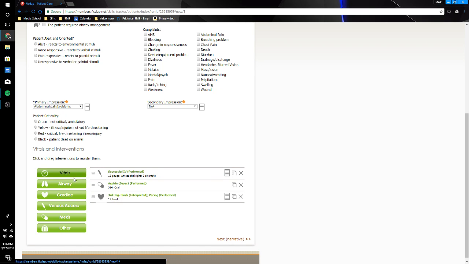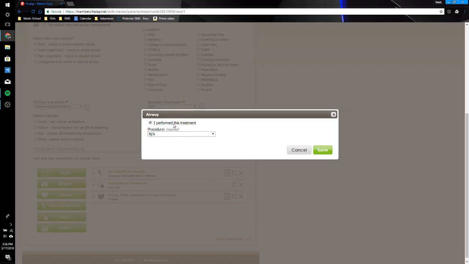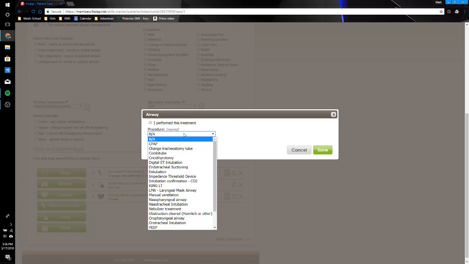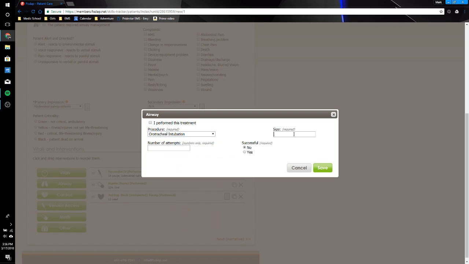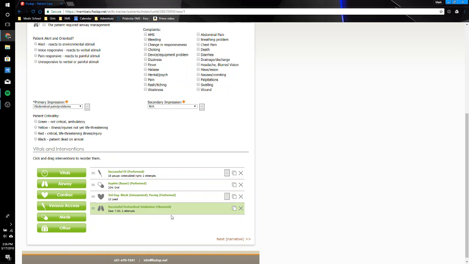Miscellaneous vital signs, I really don't enter vitals too often. Airway, let's say I just witnessed an intubation, so I wouldn't check the I performed this box. And then we went ahead and did an orotracheal intubation. We used a 7.5 tube. It was successful, although we didn't do it, right? So I didn't check I performed this treatment, and it took them 2 attempts, right? So now you'll see right here, it says observed.